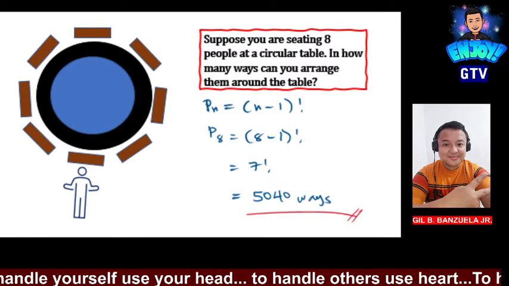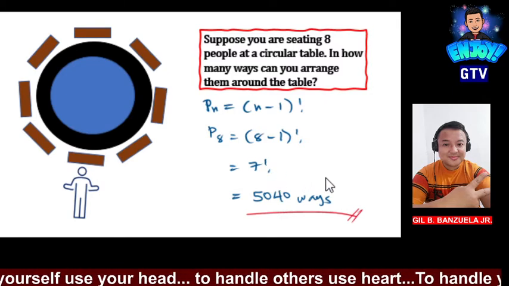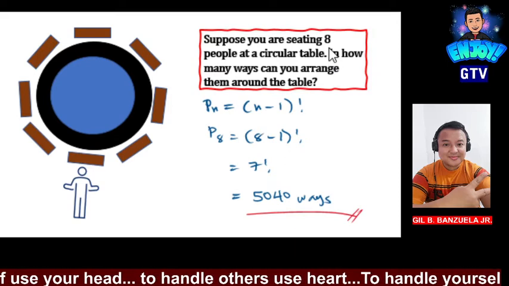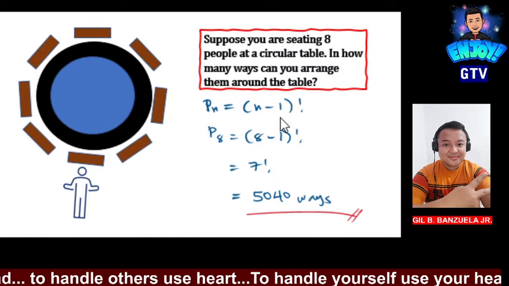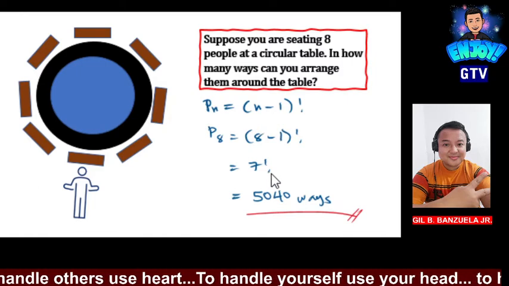So, that's how to deal with it. Okay? Very easy lang, guys. We just need to identify the number of distinct objects, subtract by 1, and factorial.